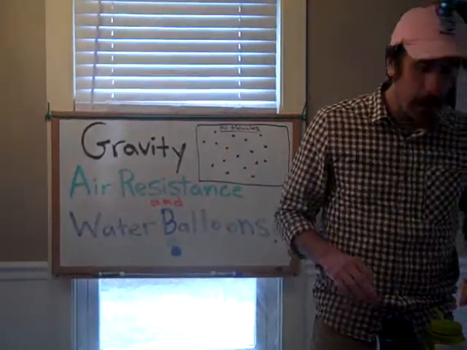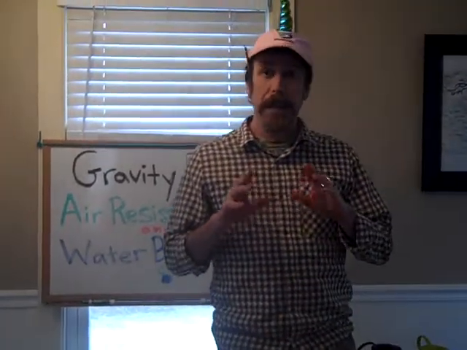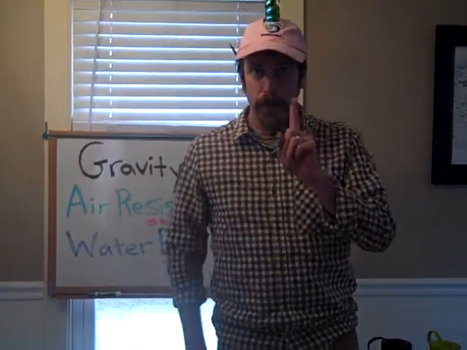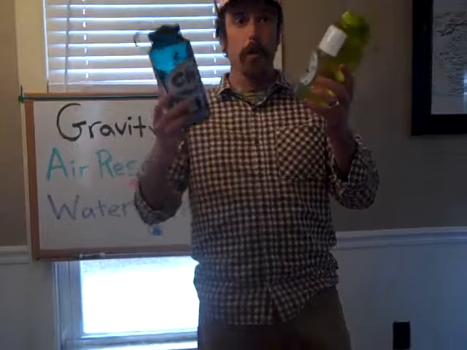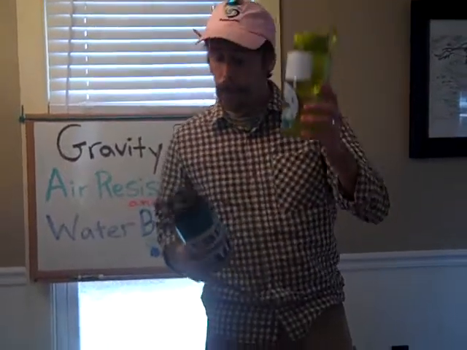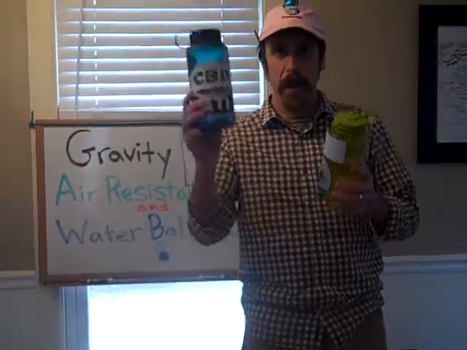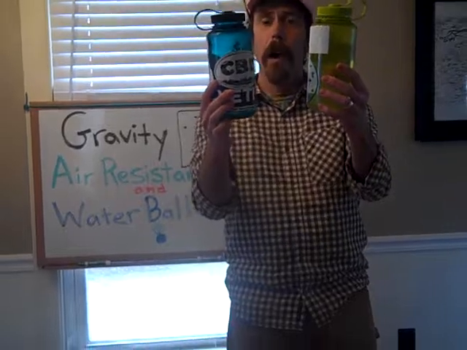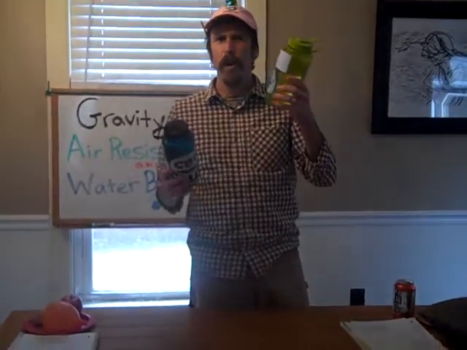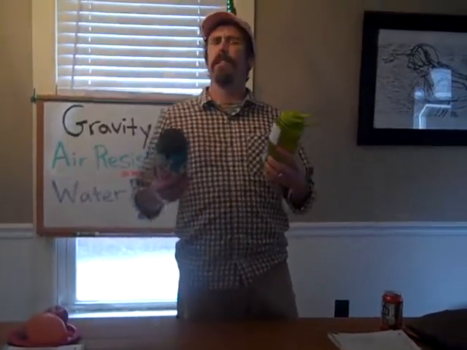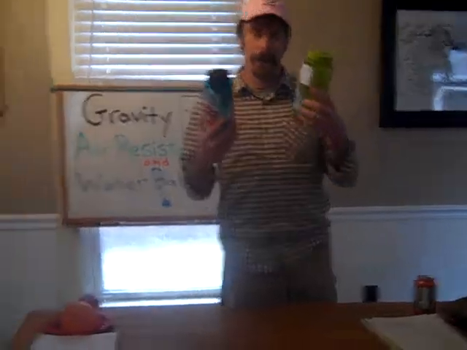Let's try some objects that have the same size, but different masses. So earlier I pulled out my water bottles and I showed you how one has more mass because it has water in it, and one has less mass because it's empty, but these water bottles are both the same size. What I'm going to do is drop them. In theory, this one with more mass should fall faster, right? It's heavier. There's more stuff in there. Well, we're going to find out.